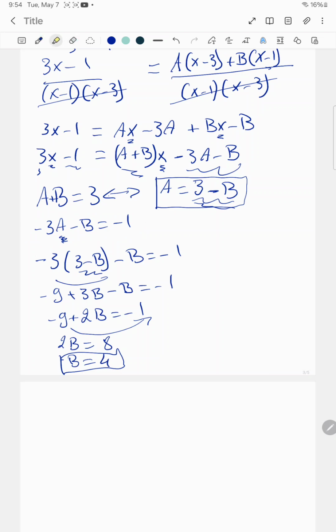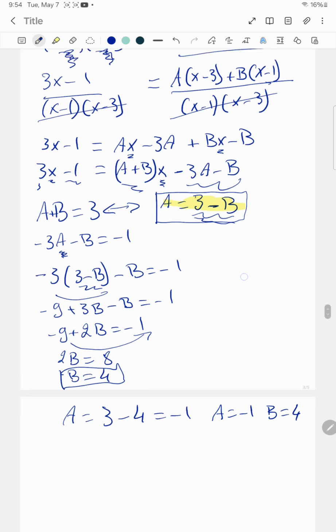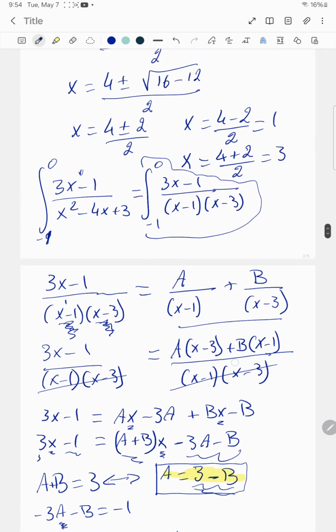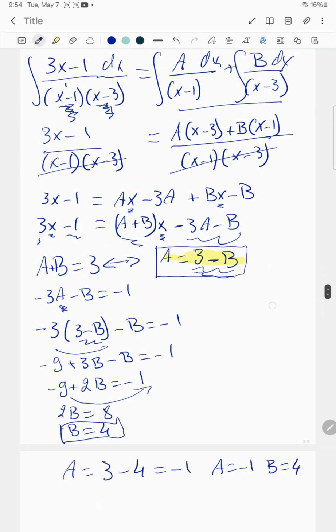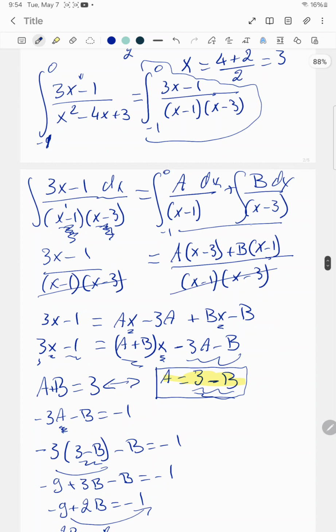I'm going to replace it in this formula. So A is equal to 3 minus 4, which is minus 1. So my A is equal to minus 1 and my B is equal to 4. And then I go back here to my integral. So the integral of this is equal to the integral of that plus the integral of this. So you have to add dx here and dx here, between minus 1 and 0.